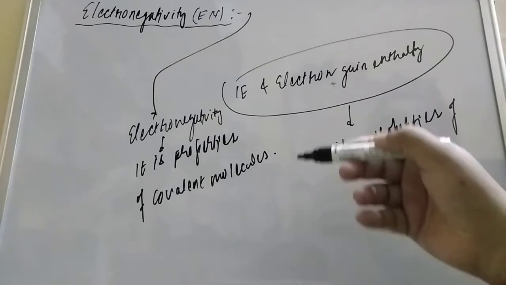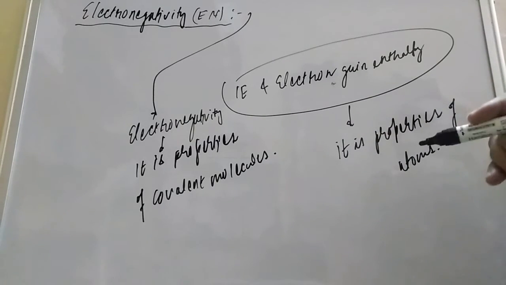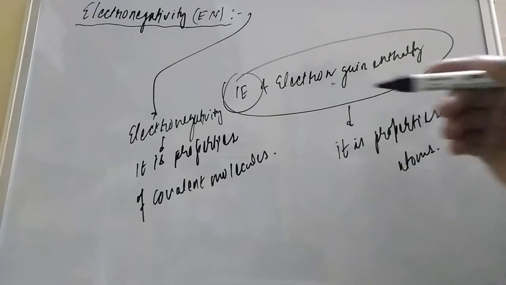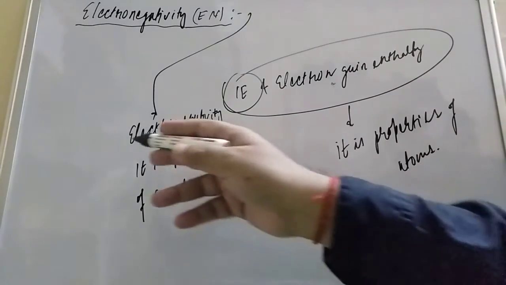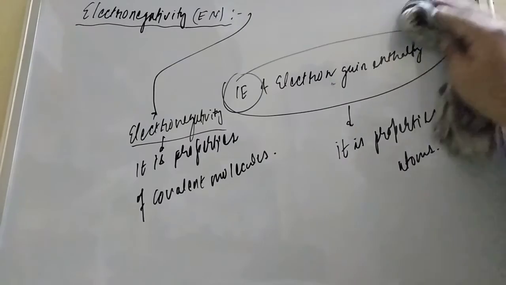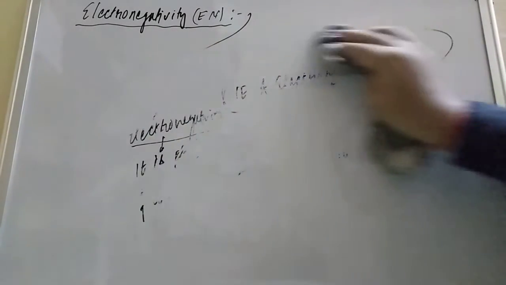They can ask which is the property of a molecule. So they will ask about ionization enthalpy, electron gain enthalpy, and electronegativity. Our concept will be that electronegativity is the property of a covalent molecule. Now we are going to understand what electronegativity actually is.